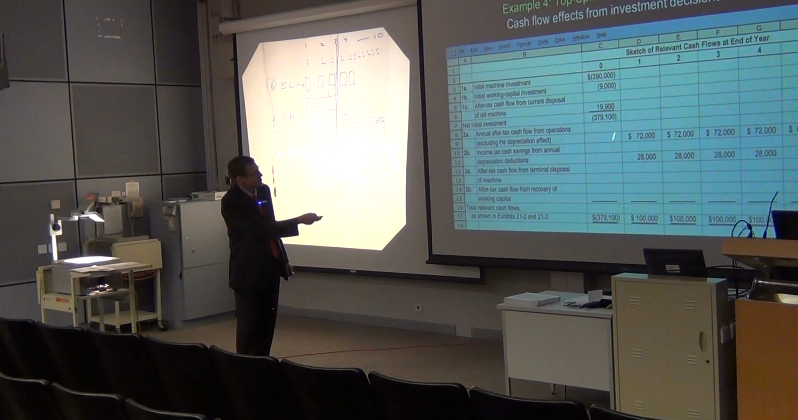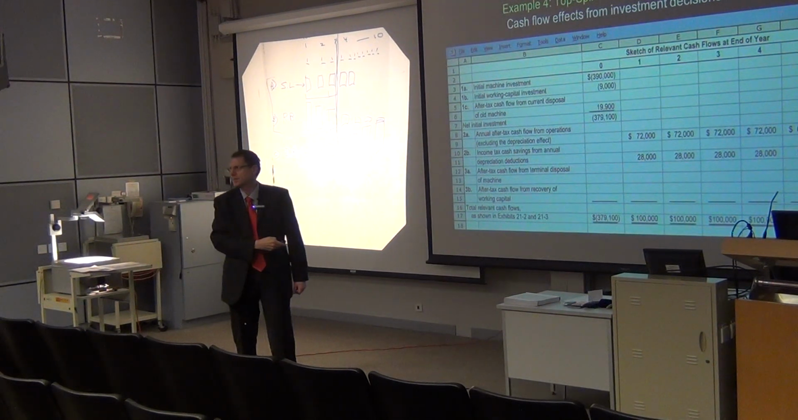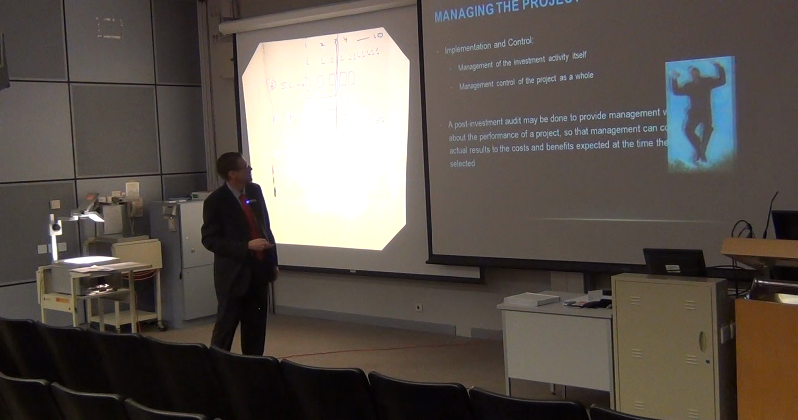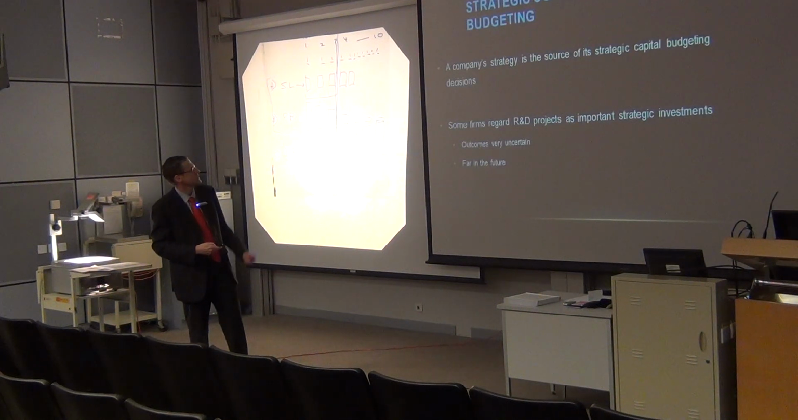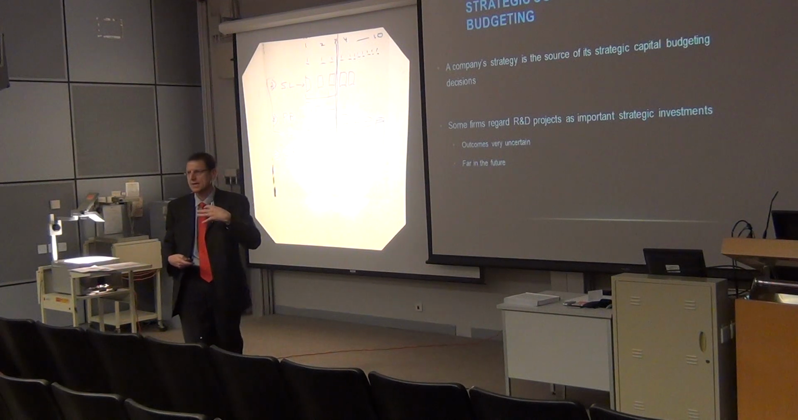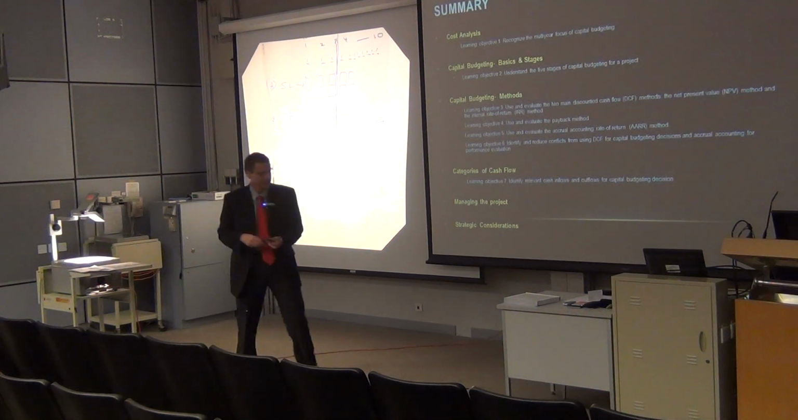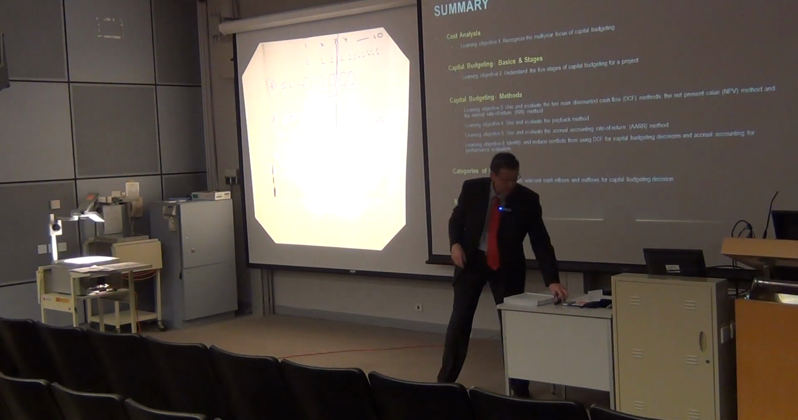But basically there's your first part. Again, repeating, there's our regular cash savings, net cash inflow, and then there's our final part. Okay, so managing the project at the end, strategic considerations. I just gave you a real live example about getting CEO alignment. And basically that's what we've covered today in capital budgeting.